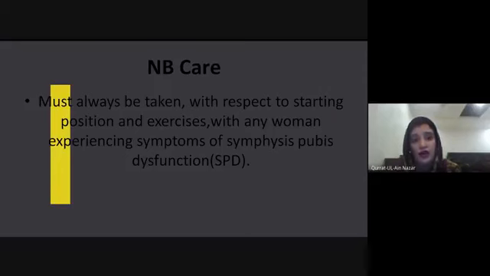Now comes the newborn baby care. Yes, newborn baby care is also one of the very important components of the postnatal period. Newborn baby care must always be taken with respect to starting position and exercise, with any woman who experiences symptoms of symphysis pubis dysfunction, SPD.